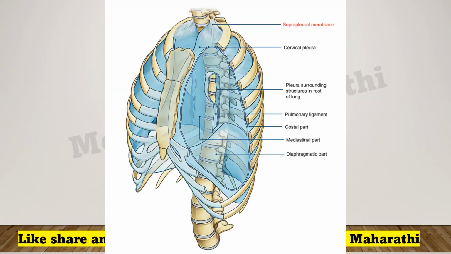Okay, another image for this. Okay, here you go for suprapleural membrane. So here you can see, in another image given for suprapleural membrane, the internal border of first rib, and it will attach to transverse process of C7. Okay, transverse process of C7 vertebra.